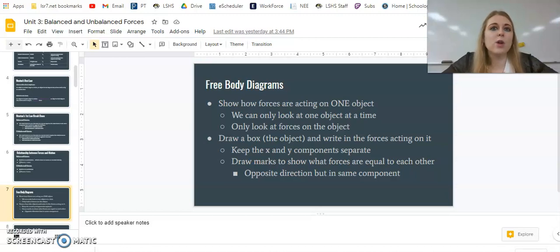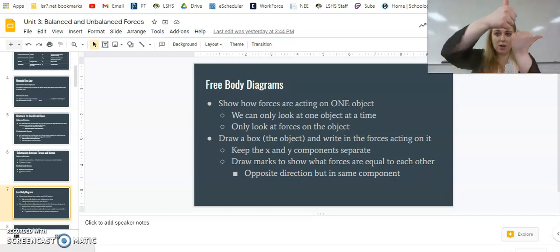Something we're going to do later, probably next week, is draw marks to show forces are equal to each other. If you see on a force diagram two arrows going both ways, and they both have one tick mark, that's indicating that they're equal. If this one had two tick marks and this one had one, then this one is going to be bigger than the other one. That's how those tick marks work. Again, we'll look more into that next week. And they have to be going the opposite direction, but in the same component.